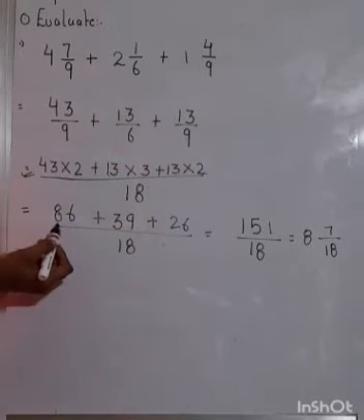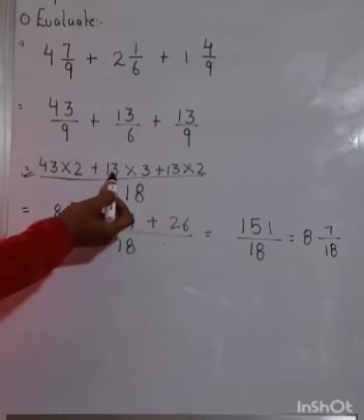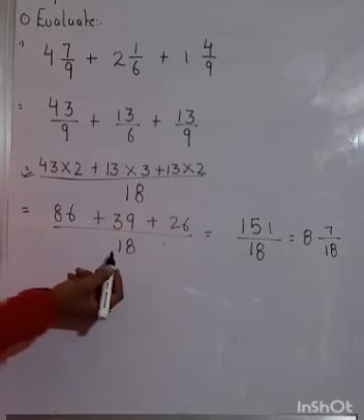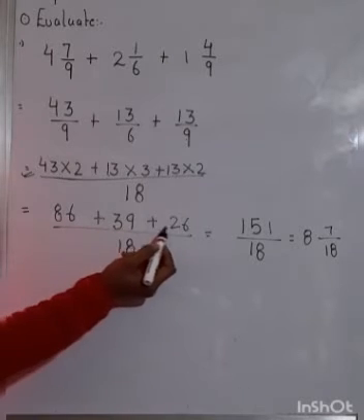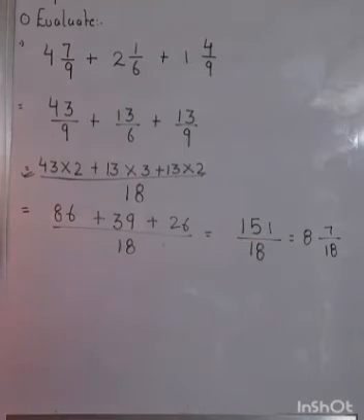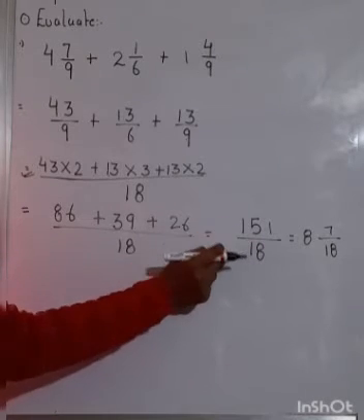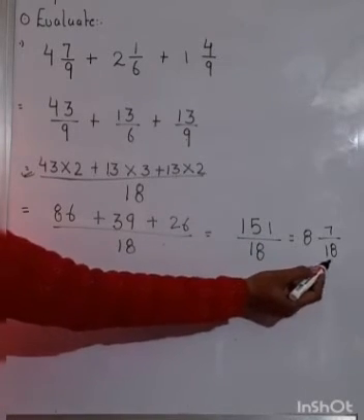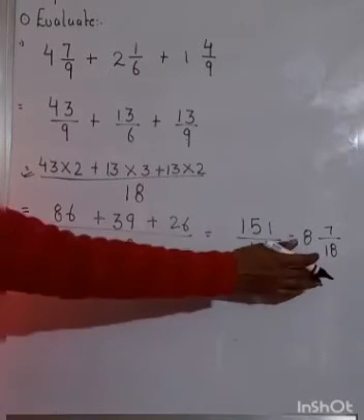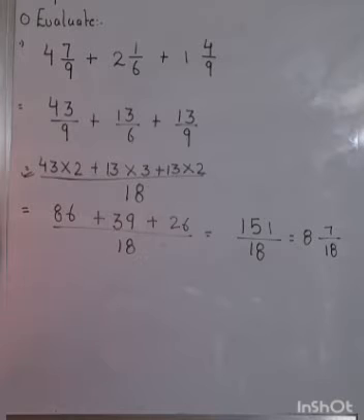Now 43 into 2 will be 86, plus 13 into 3 will be 39, plus 13 2s are 26, upon 18. When you add the numerators, what you are getting? You are getting 151 upon 18. And when you divide it and convert the answer into a mixed fraction, then you are getting 8 whole 7 upon 18. And this is your answer. So definitely you are going to get one question based on this simplification. So you have to prepare for it.